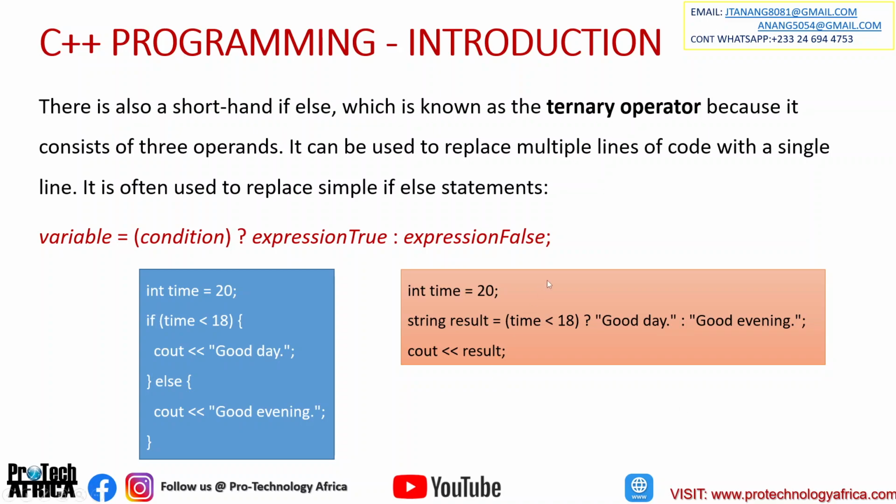So now let's check the value of time over here. The value of time is 20. So what will be the output? The condition is false because 20 is not less than 18. So good evening will be executed.